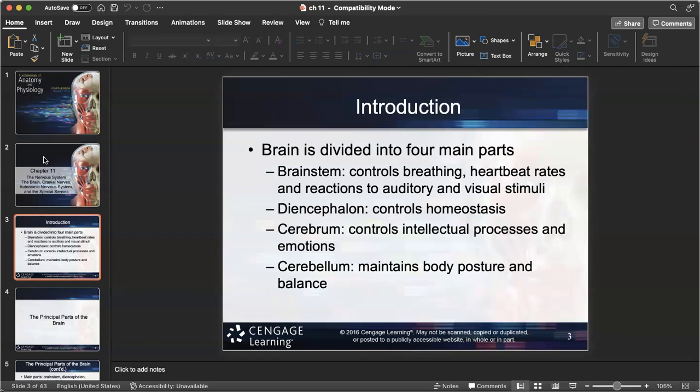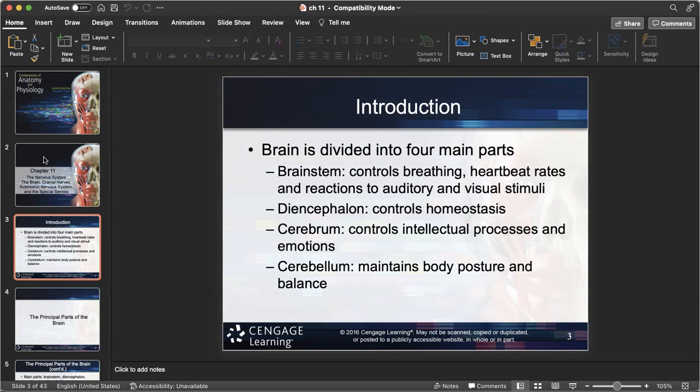So building on the concepts discussed last week, the central nervous system includes the brain as well as the spinal cord. These two organs comprise the central nervous system, and it's central for a reason. They are critical for integrating a lot of the nerve signals that travel throughout the body. So the brain is divided into four main parts, if you will. They're listed for you on this slide. The brainstem, diencephalon, cerebrum, and cerebellum.